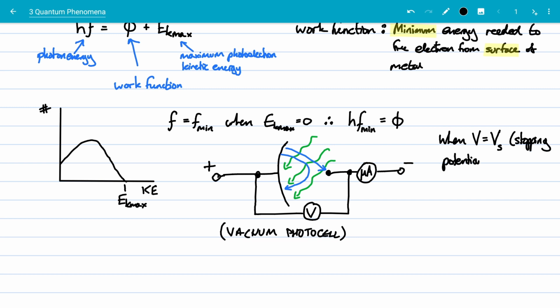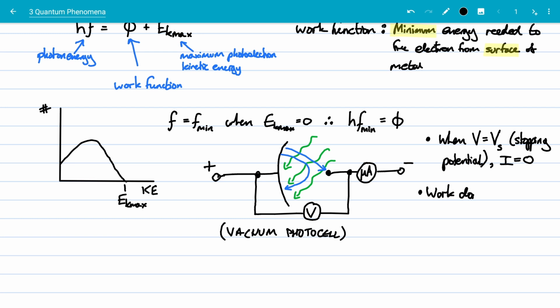And you may remember from GCSE that V, voltage, another name for that is potential difference. So when V equals Vs, the current becomes 0. So we can measure the current and then increase V bit by bit until it's Vs. Now, how much work has been done by the electrons moving across this photocell?